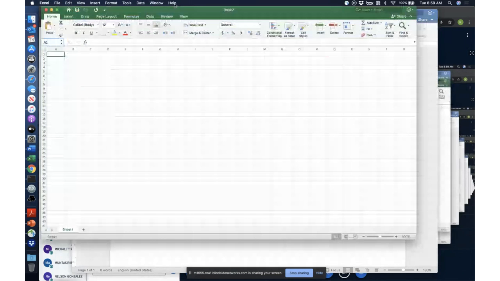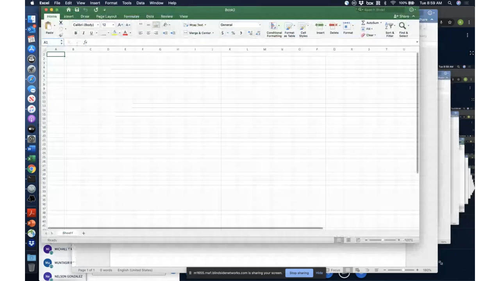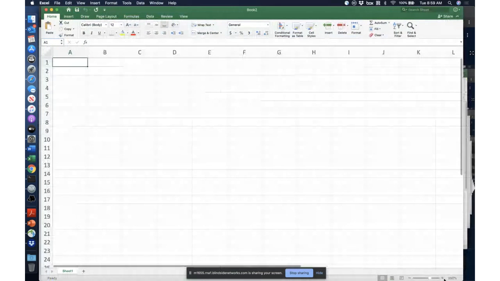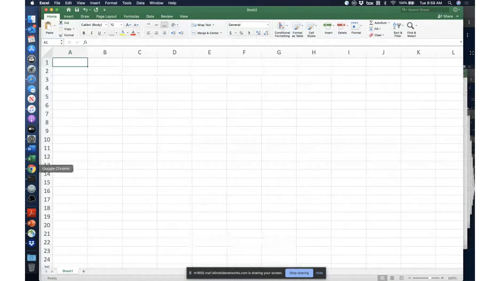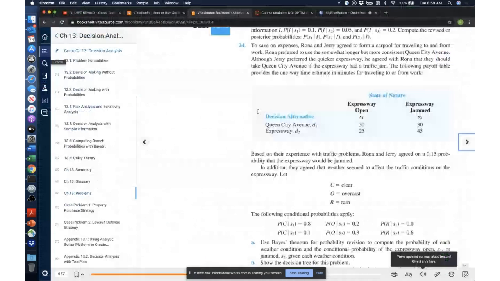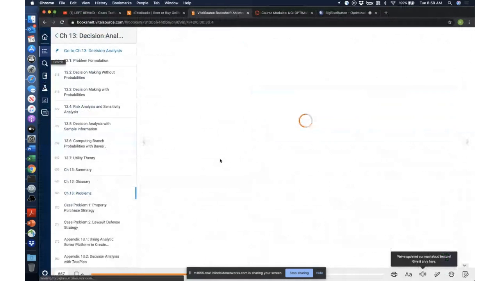So let's calculate the probabilities first, and then we can draw the decision tree. So what I'm trying to show you is this. If you remember correctly.